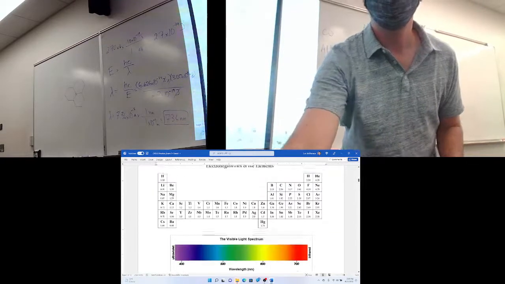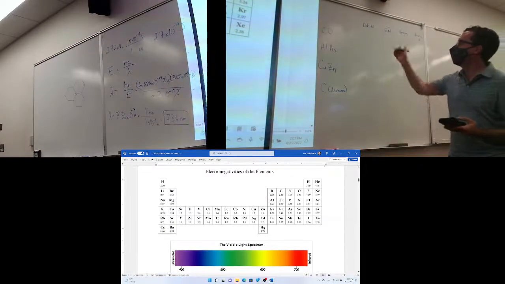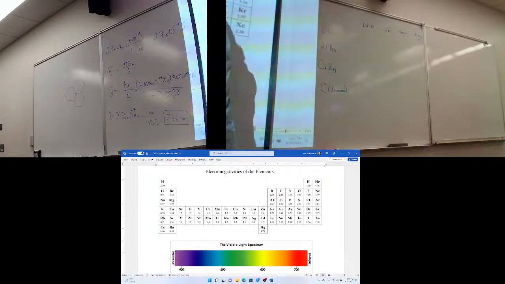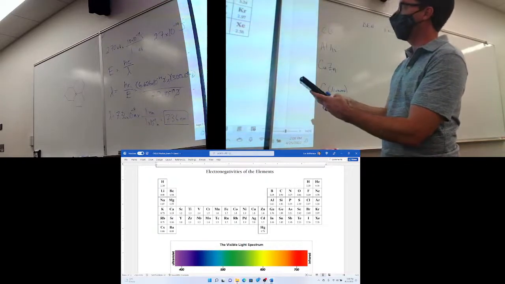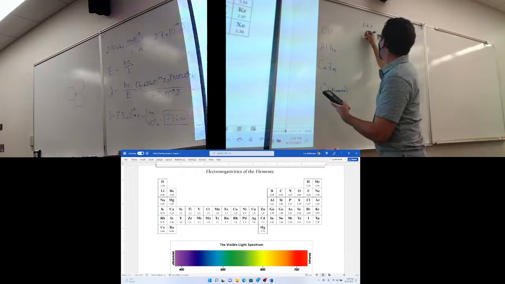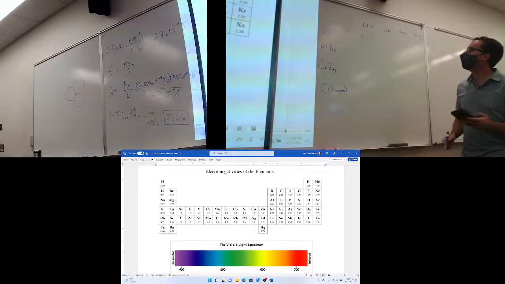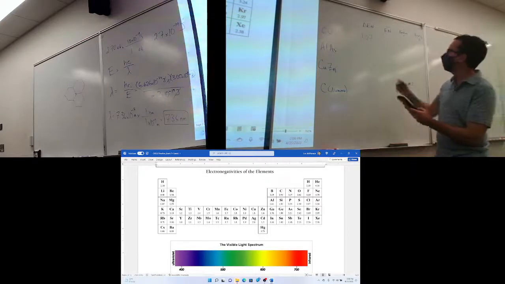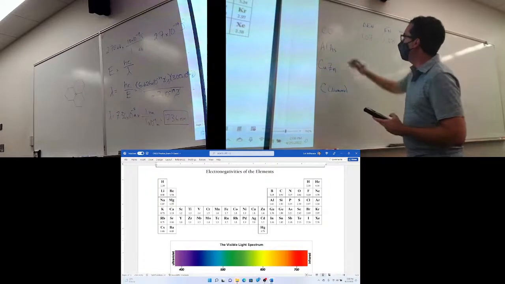Is that going to be provided on the exam? Yes. Okay, so quickly, carbon and oxygen, 2.54 and 3.61. The difference between them, 3.61 minus 2.54, is 1.07. Subtract one from the other to make it positive. And then the average, you add them together and divide by 2, 3.075. Let's just do them all real quick.